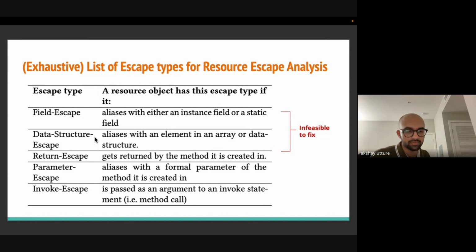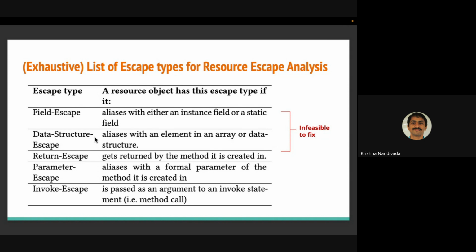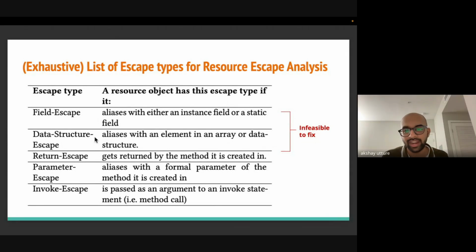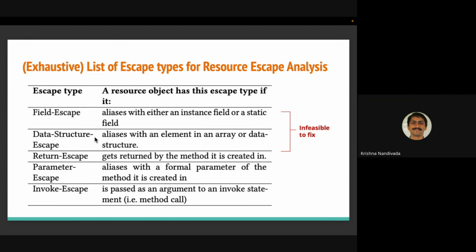Actually, sorry. What's the difference between? So where do you store anything in a data structure which is not a field or an array? So let's say you store it in an array or a hash map. But that's not part of a field, is it?